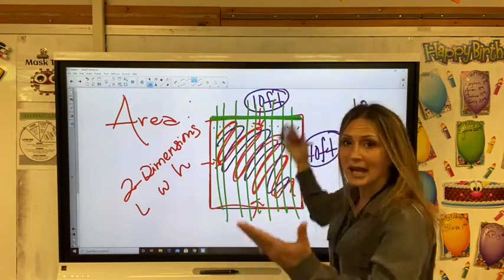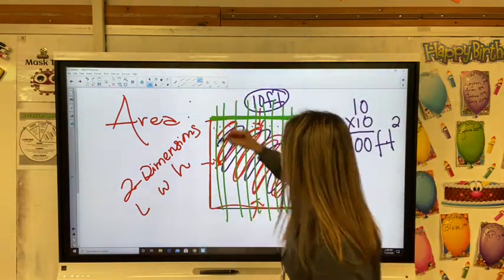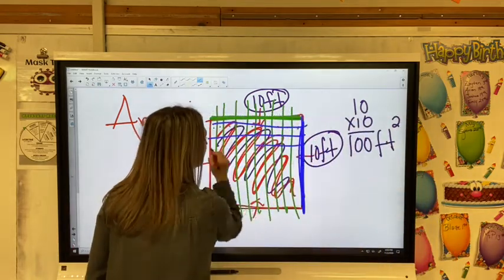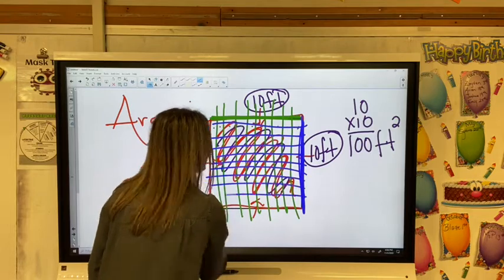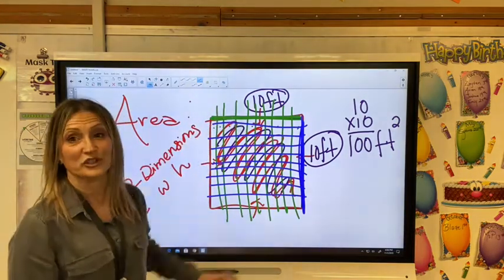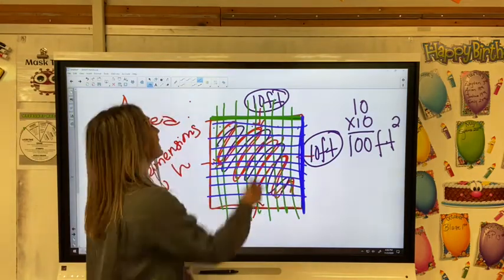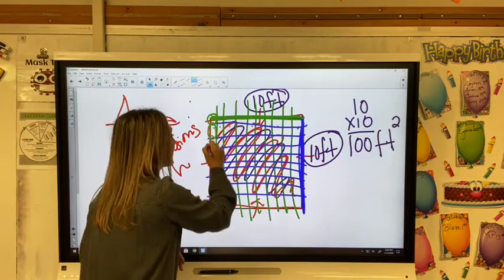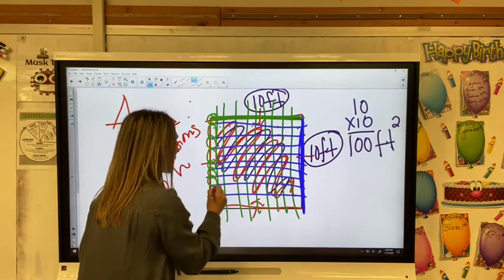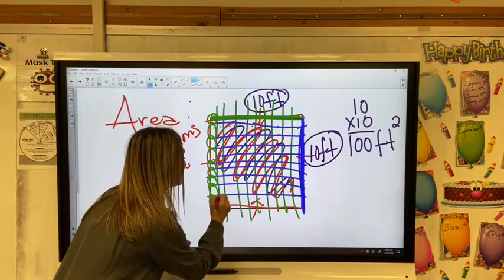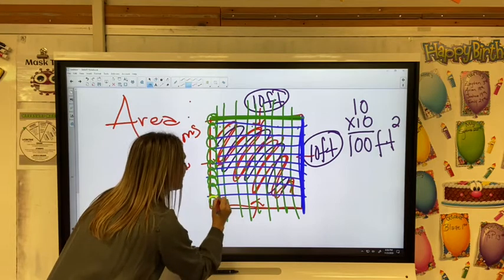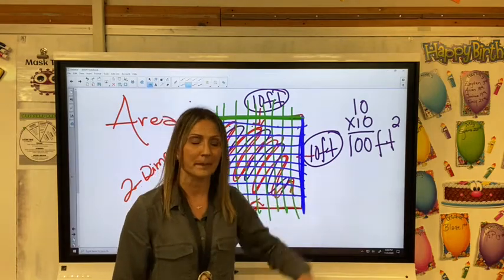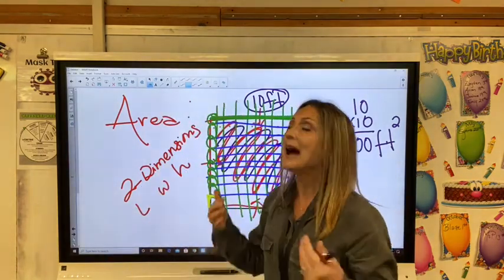So every foot I can make a mark. Then, 6th graders, along this side, there's another 10 feet. So I'm going to go sideways. 1, 2, 3, 4, 5, 6, 7, 8, 9, 10. And now, 6th graders, if there's 10 feet here and I mark every foot, and there are 10 feet here and I mark every foot, there are going to be 100 little square feet inside that square. That means that each one of these is 1 foot by 1 foot. And that's where I get the 100 square feet. And that is how we find the area of a figure.